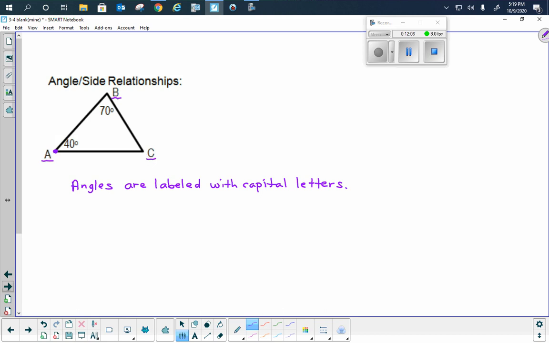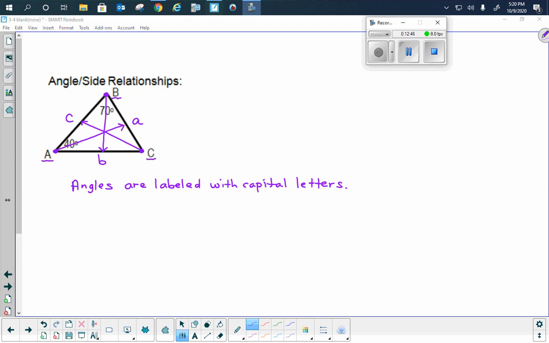And sides are related to them, but they are going to be lowercase letters. By that I mean the following, and then I'll do some erasing again. If I go across from angle A, the side across from it is lowercase side a. Likewise, if I go across from angle B, the side across from it is lowercase side b. If I have angle C, then the side across from it is lowercase side c.